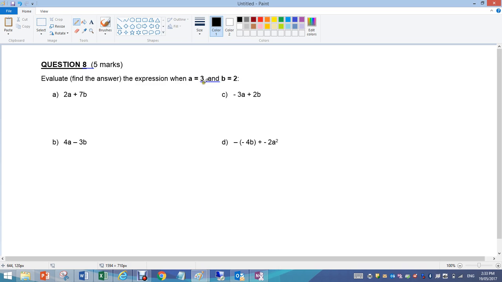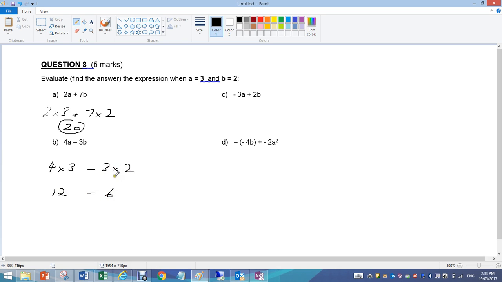Because it says negative 3, we need to include its negative sign. Find the answer when A is 3 and B is 2. So if A is 3, then 2 times A, which is 3, plus 7 times B, which is 2. So 2 times 3 is 6, 7 times 2 is 14, 6 plus 14 is 20.